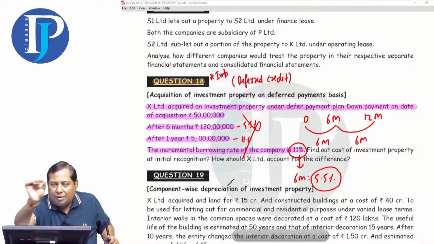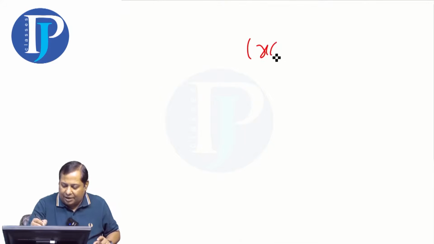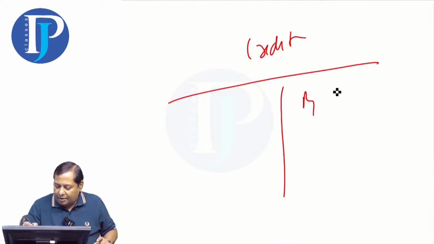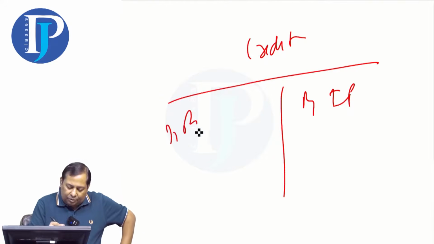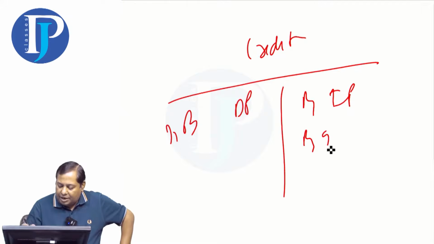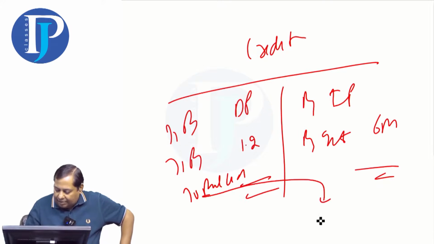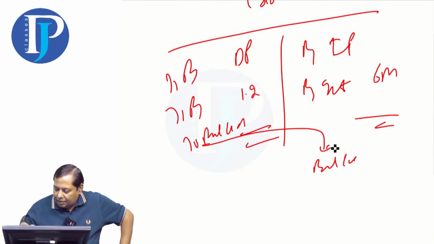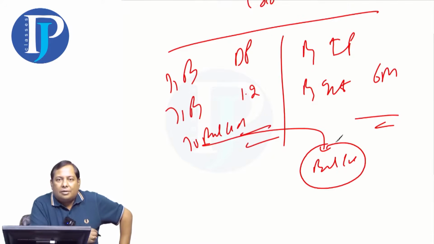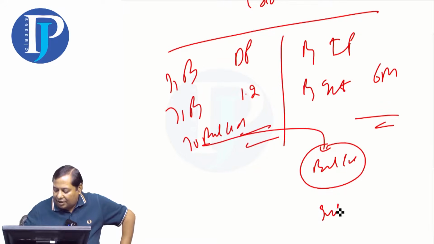I will first write, inside the creditor's account, by investment property, then to bank. This is the down payment. I will write by interest, 6 months, to bank. This is the first installment of 1.2 crore. Then balance. This balance will come here. Now tell me, on this balance, will you take interest for 1 year? No. You will have to calculate the interest on this balance for 6 months.